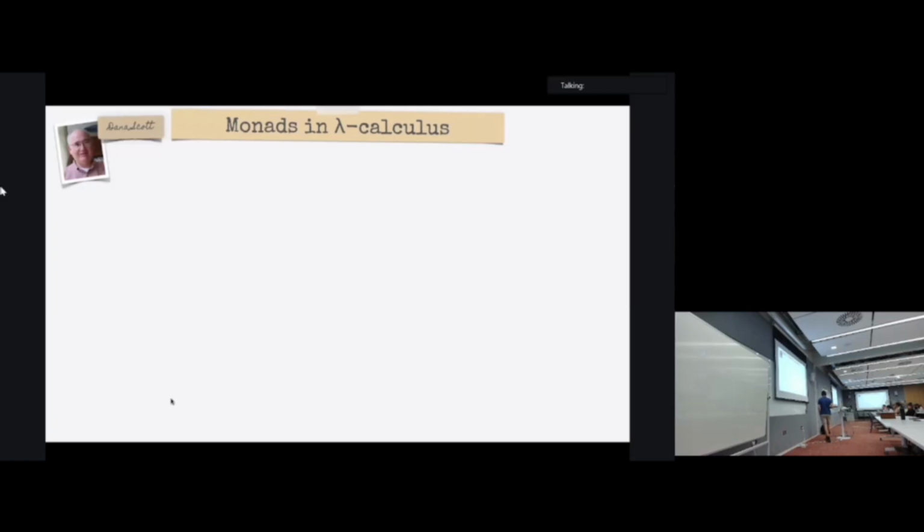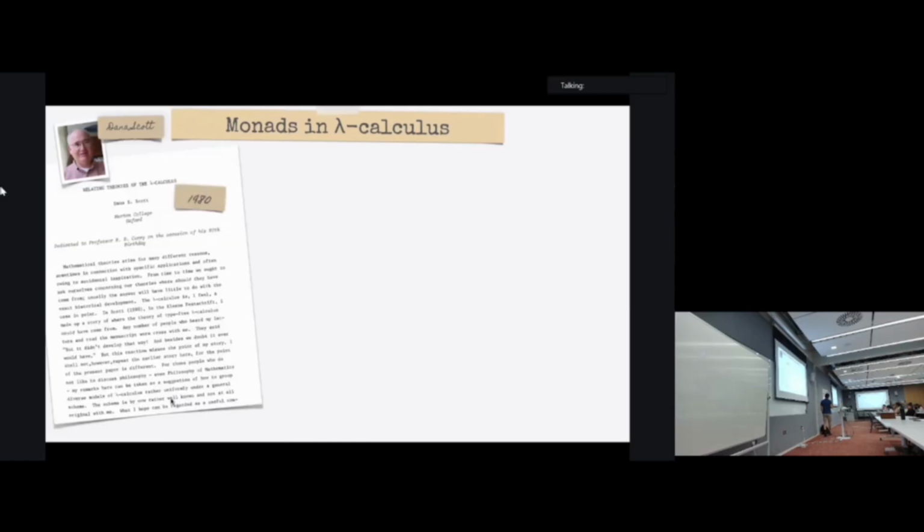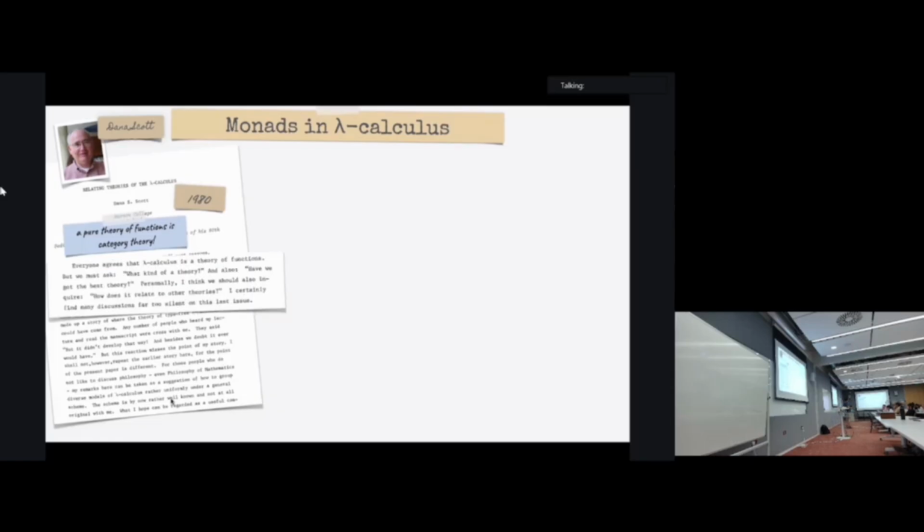So Dana Scott, who was the father of denotational semantics and many other things, started talking about relating theories of the lambda calculus, and he thinks of a pure theory. He thinks that the pure theory of functions is category theory. So he says everyone agrees that the lambda calculus is a theory of functions, but we must ask what kind of theory, and also have we got the best theory? Personally, I think we should also inquire how it relates to other theories. Certainly, I find many discussions far too silent on this last issue.